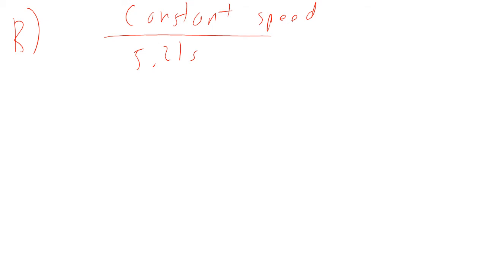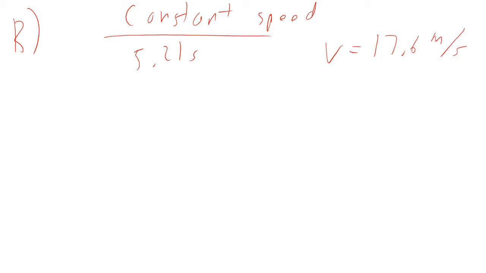So how far did it go? Well, you need to know what the constant speed is. Well, we know the constant speed. The constant speed is the speed at the end of part A. So that's going to be 17.6 meters per second. Okay, so now it's going to be going at that constant speed.